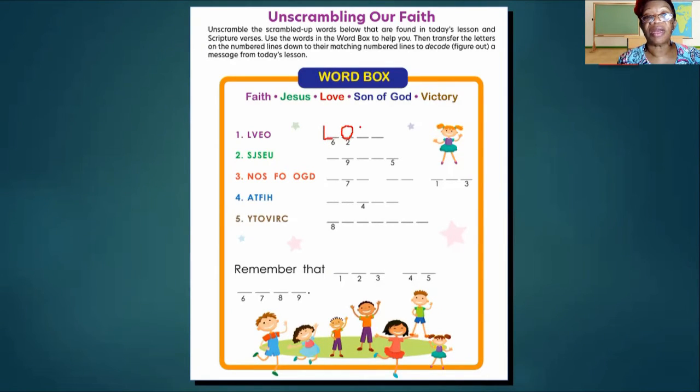So the first one, L-V-E-O, we can rearrange the letters in that, and we have love, L-O-V-E. Okay, let's cross it out up in our word box. The number two is S-J-S-E-U.